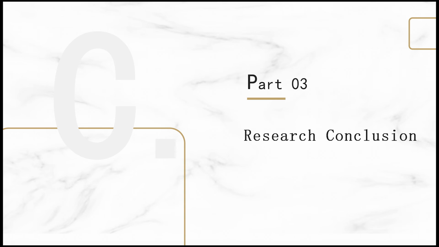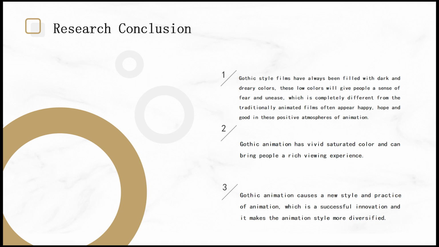Gothic style films have always been filled with dark and dry colors. This low color will give people a sense of fear and unease, which is completely different from the traditional animation film, which often appears in a happy, hopeful, and good, positive atmosphere. But Gothic animation has vivid structured color and can bring people a rich viewing experience. While feeling the horror and darkness, it can also experience the warmth, so it has a special artistic charm that is difficult to surpass by other traditional animation.